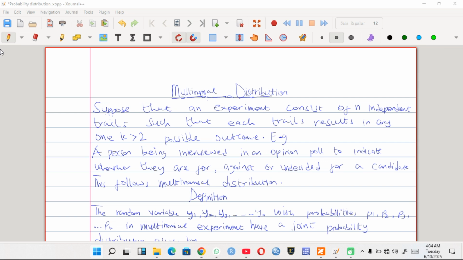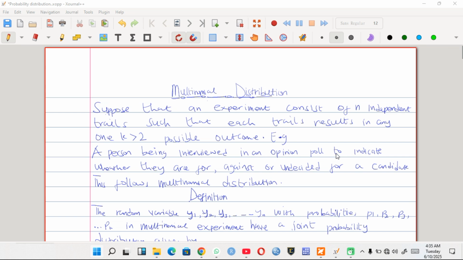Today, our main focus will be on multinomial distributions. In our previous video, we treated binomial distributions. We learned that for a binomial distribution, we have only two possible outcomes, right? But for a multinomial distribution, there are trials that result in k greater than two possible outcomes. So here our possible outcomes are more than two. When we have an experiment with such an outcome, we refer to it as a multinomial distribution.